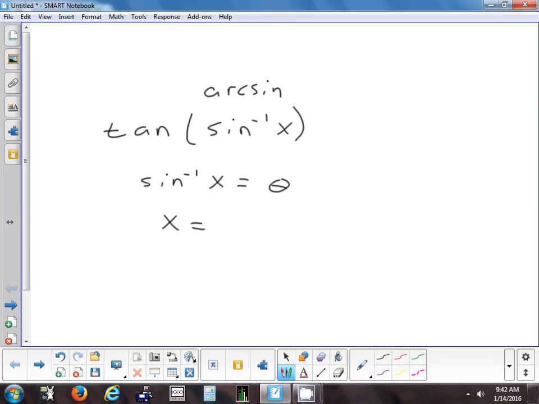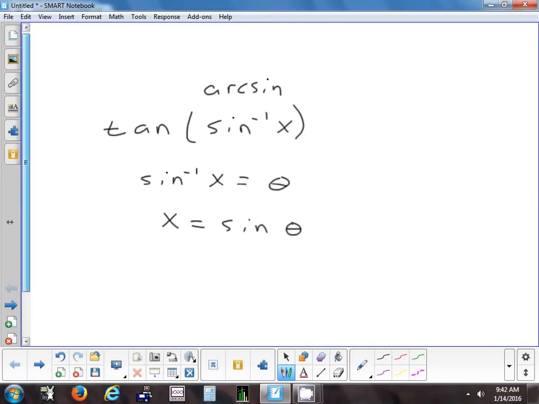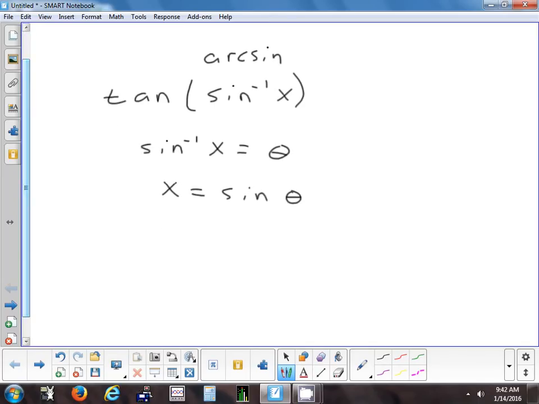And then I'm going to rewrite that by taking the sine of each side, and I get x equals sine theta. Now from here, what I want to do is draw my right triangle diagram. I know that sine is opposite over hypotenuse, so I'm going to let the side opposite be x and let the hypotenuse be 1. Now I can find the third side just by doing the Pythagorean Theorem. Call it a for now, but we're going to be solving for that.